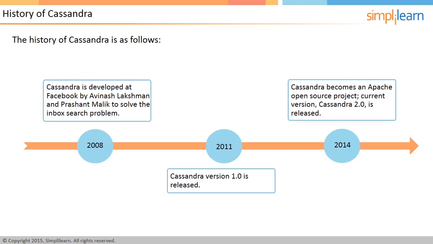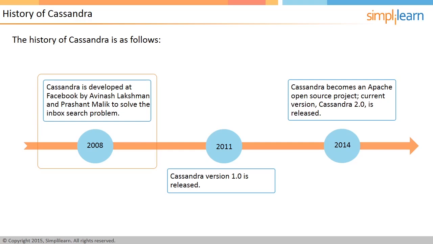Cassandra was initially developed in 2008 at Facebook as a combination of the Big Table data store used by Google and the Dynamo data store used by Amazon. It was developed by Avinash Lakshman, the author of Amazon Dynamo, and Prashant Malik. It was developed to solve the inbox search problem of Facebook.